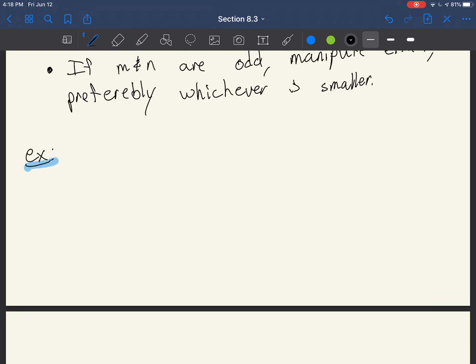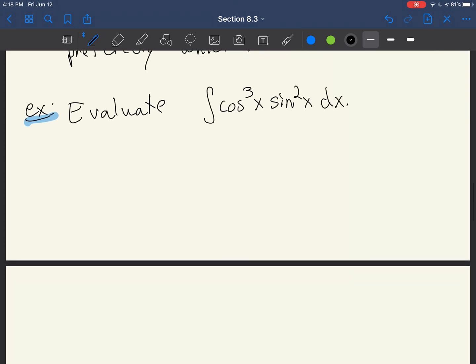Okay, so example. I haven't had you do anything yet. So evaluate the integral of cosine cubed x sine squared x dx. Why don't you pause it, try it, and then unpause it when you're done and make sure that you agree with what I did.